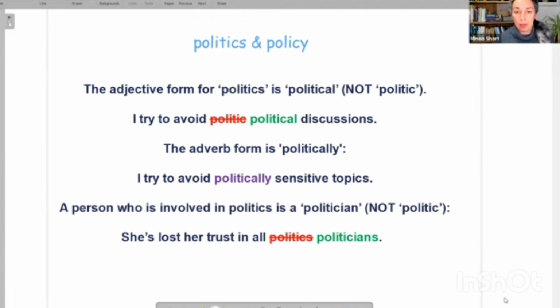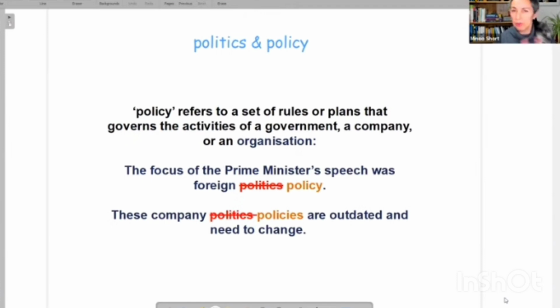And that brings us to the last word, which is policy. What is policy? Policy refers to a set of rules or plans that governs the activities of a government, a company, or an organization. So, for example, the focus of the Prime Minister's speech was foreign policy, not foreign politics. That's the mistake you need to avoid. Or these company policies, not these company politics, these company policies are outdated and need to change.